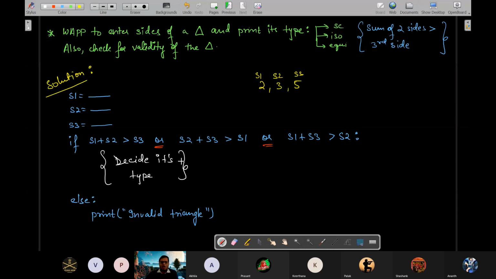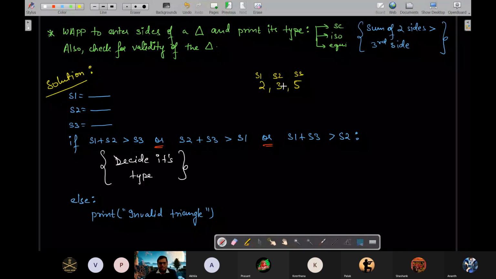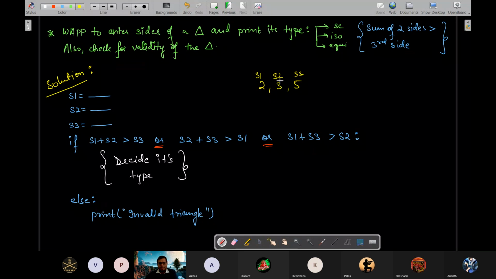Okay, but अगर और रखते हैं तो इसका क्या होगा? Considering S1 is this, S2 is this and S3 is this, S1 plus S2 ये क्या हो गया? This will result in false. What about this? S2 plus S3. S2 plus S3 is greater than S1. This is true. And S1 plus S3 is greater than S2. देखो, S1 plus S3 is greater than S2. This is true. Now tell me, और के केस में what will be the overall result of this expression?